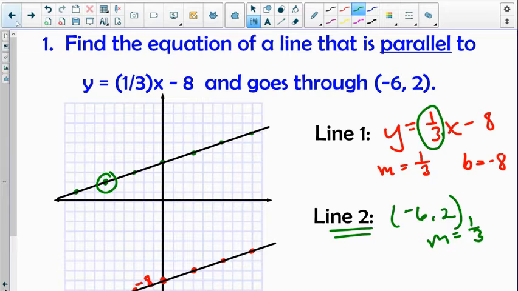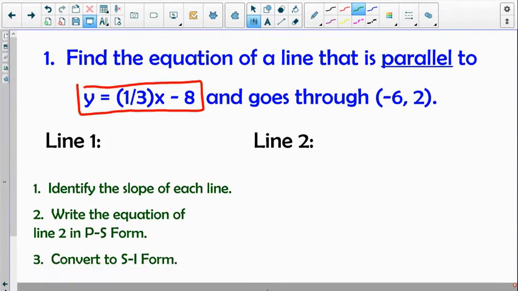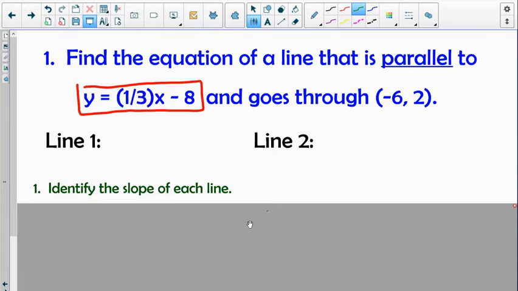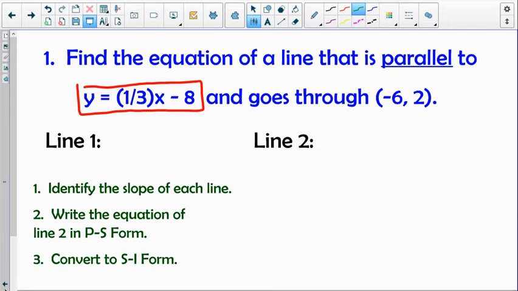So how do we do this without graphing? Without graphing it, it's a 3-step process. We identify the slope of each line. We write the equation of line number 2 in point-slope form. And then we go ahead and convert that to slope-intercept form.